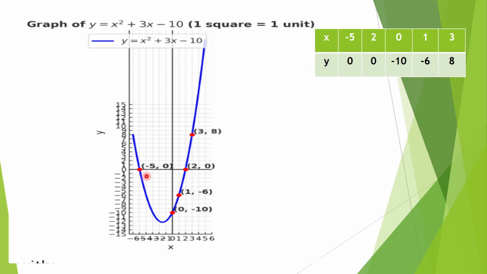Now look over here, this is minus 5, the first value, minus 5 and 0. This is minus 5 on the x axis or x coordinate, and y equal to 0. So here y is equal to 0. And look over here, 2 and 0. So x is equal to 2, x equal to 2 will be here, and the value of y is 0.